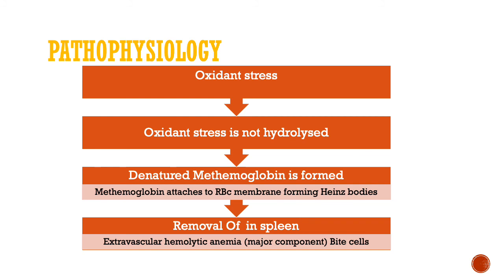And these Heinz bodies are recognized by the splenic macrophages, and they are eaten up by the splenic macrophages, and that is why it looks as if it is bitten. So that's why they appear like bite cells. That leads to extravascular hemolytic anemia.